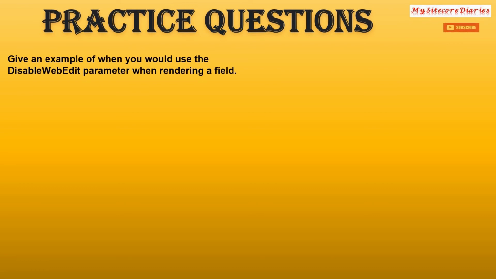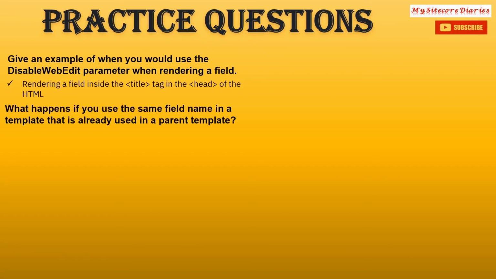Give an example of when you will use the disable web editor parameter when rendering a field. So disable web editor is used when you do not want the user to edit that inline. It can be done for the title tag in the head of the HTML. It can be any other option. Okay, this is one option which I'm giving.